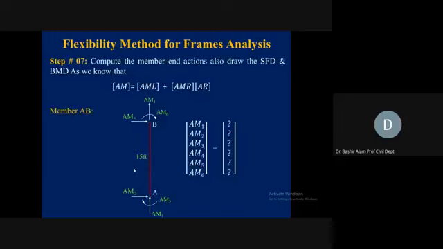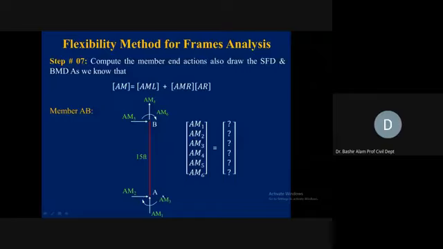Now let's take AB, and we want to analyze this by using the matrix approach. So how can we do it? Now the equation is for the member end actions. AM is equal to AML plus AMR times AR. It is a 2D frame member, so each end will have 3 member end actions. It will be axial, it will be shear, and it will be the moment.